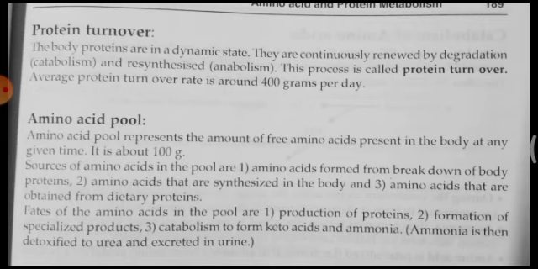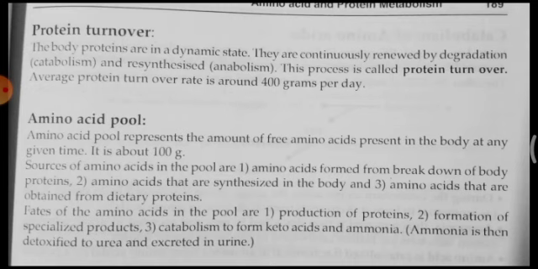Next is protein turnover. Protein is a part of living organisms along with carbohydrates, lipids, vitamins and minerals. The body proteins are in a dynamic state. They are continuously renewed by degradation, that is catabolism, and resynthesized by anabolism. This process is called protein turnover. Average protein turnover rate is around 400 grams per day. It's like you are earning money and you are spending money.